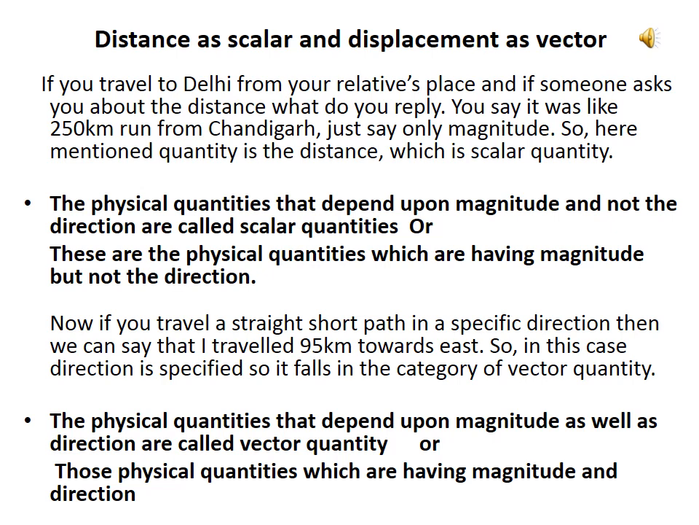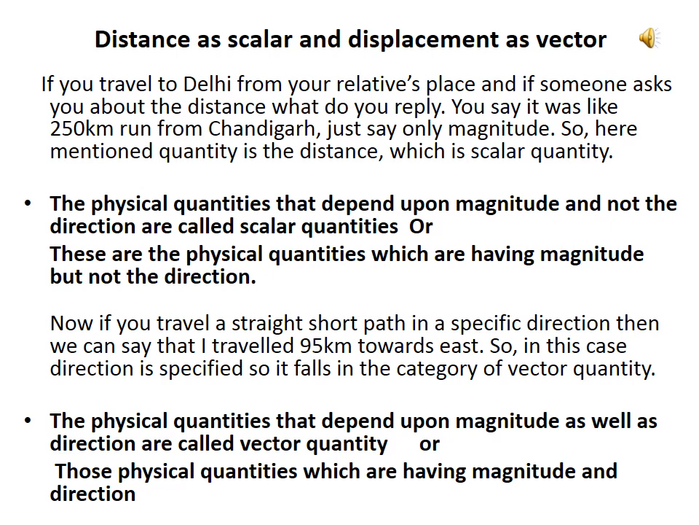what do you reply? You say it was like a 250-kilometer run from Chandigarh. You do not tell him 250 kilometers towards east, then west. We just say 250 kilometers. That means we describe it only in magnitude, but we do not specify direction. So it is a scalar quantity.